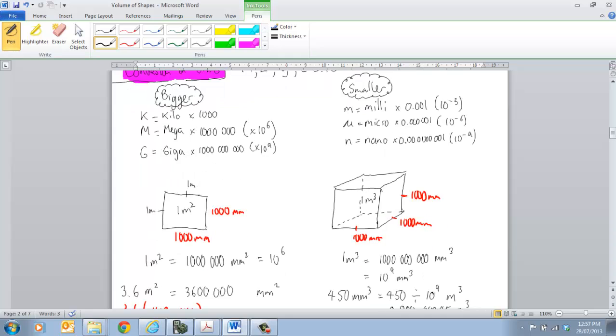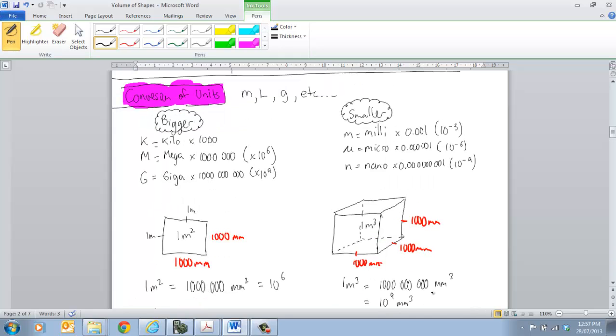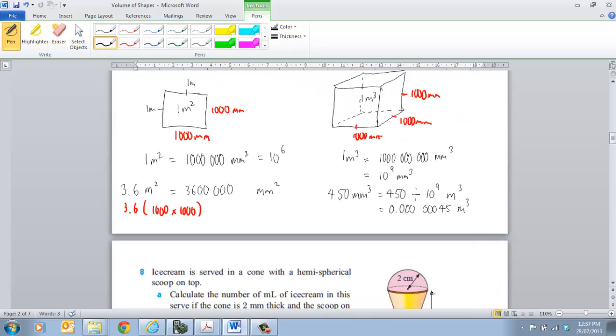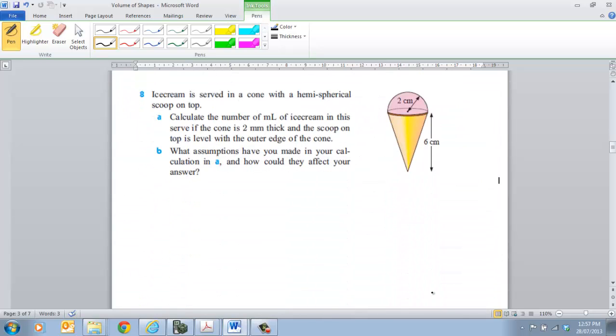There's some information about conversion of units for you. Obviously, we have prefixes for how big they are, so kilo being 1,000, milli being 1,000th, and then we're getting on to looking at how you convert from square metres to cubic metres. Alright, so we'll talk about that later.